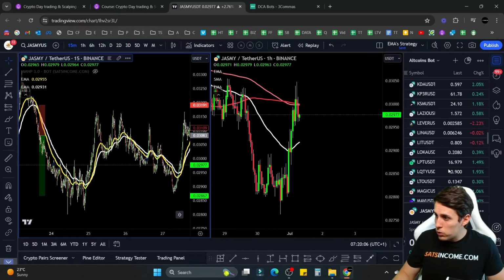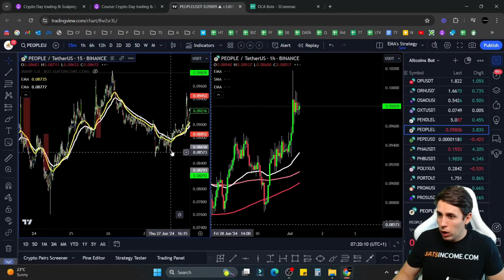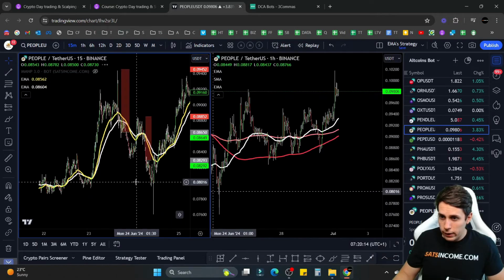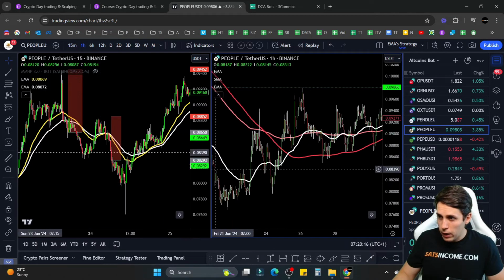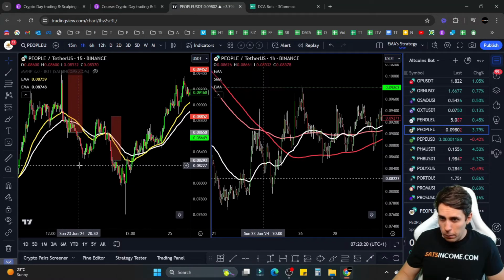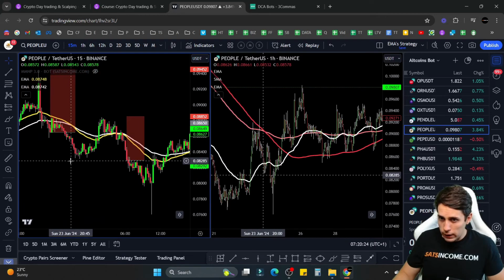Good old people, to see what happened there. On people, starting on June 23rd, let's see what happened. So, on June 23rd, we got this bear cross. Is this a valid short? Let's see. Is it a valid short?